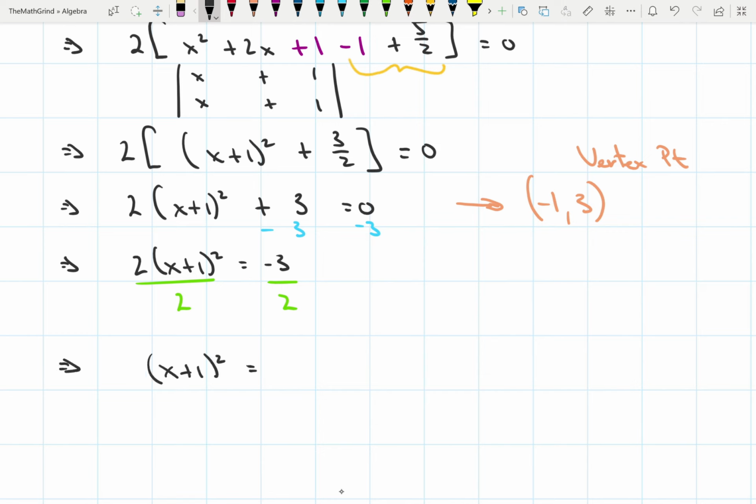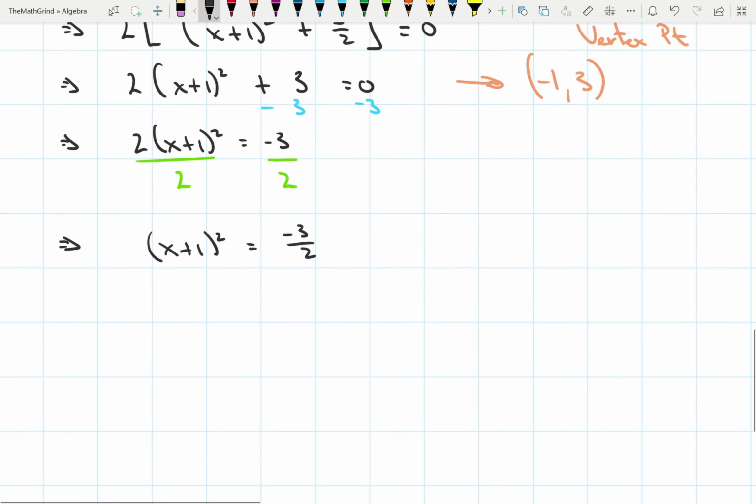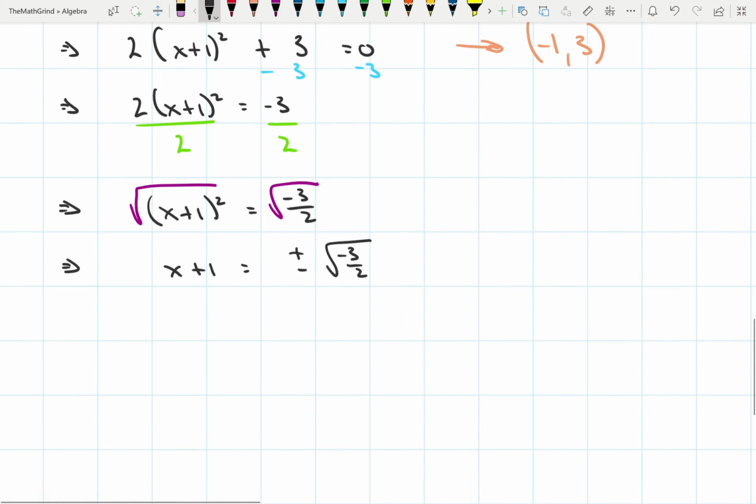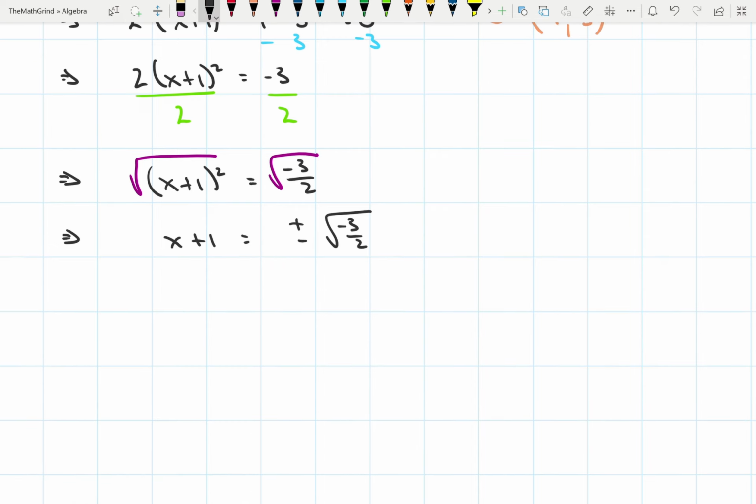X plus 1 squared is equal to negative 3 over 2. I don't like the square, so I'm going to square root. So x plus 1 will be equal to plus or minus square root of minus 3 over 2. Don't forget that plus or minus, because that allows you to get your two values for when you're solving a quadratic. And then x is going to be equal to negative 1 plus or minus root minus 3 over 2. And there's your two answers. If they ask you to decimal points, then use your calculator, or if they ask for it in surd form, then there is your answer.